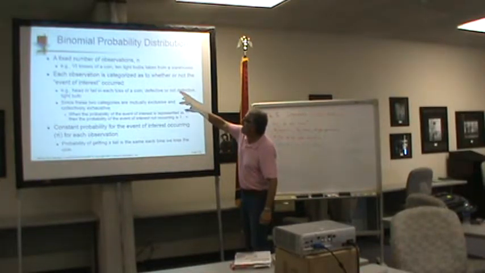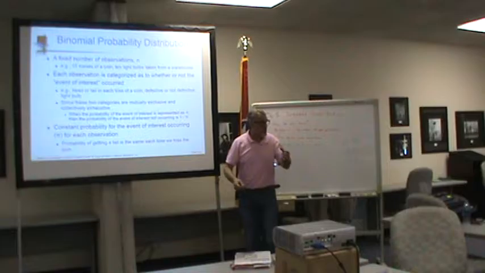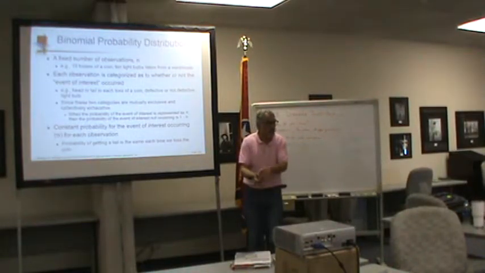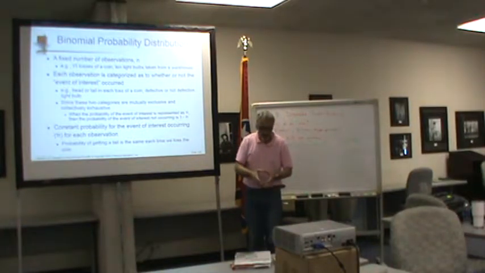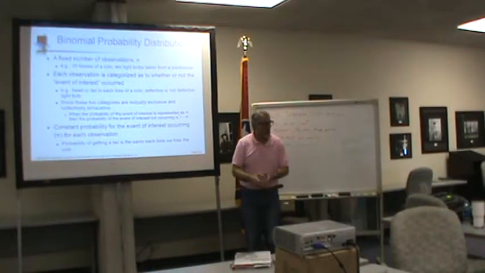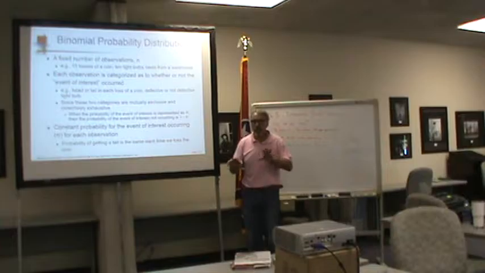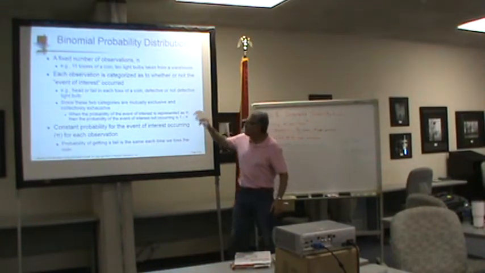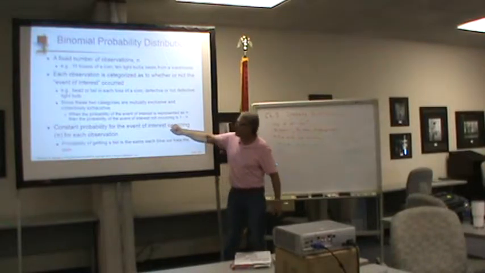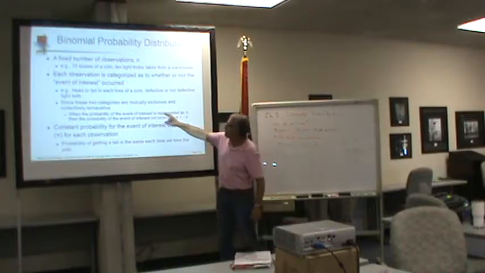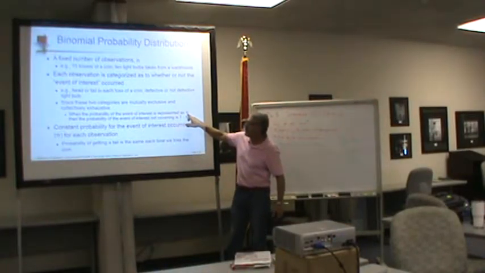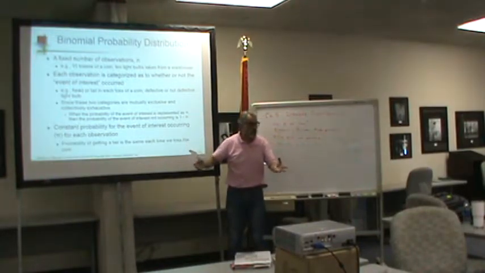And so you either have the characteristic, or you don't. I took a sample. It was either a head or a tail. Or I took a light bulb out of the manufacturing process. It was either defective or not defective. I have a bunch of machines operating. They're either broken or they're not broken. So they're mutually exclusive, collectively exhaustive, and the probability of the event of interest occurring is pi. And the probability that it doesn't occur is obviously 1 minus pi.